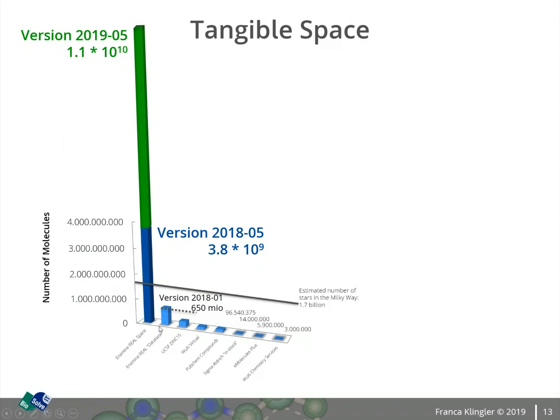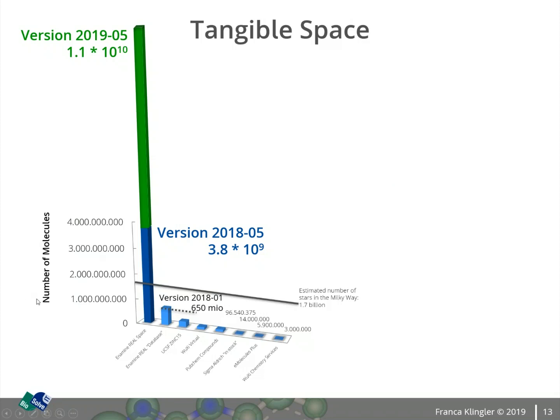And you see that our first REAL Space release in 2018 was at 650 million, so pretty close to what's in the REAL Database right now. And then the version from May last year was already 4 billion. Now we're at 11 billion. You see how fast this grows.